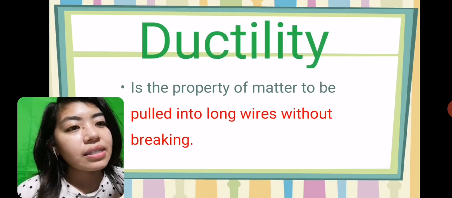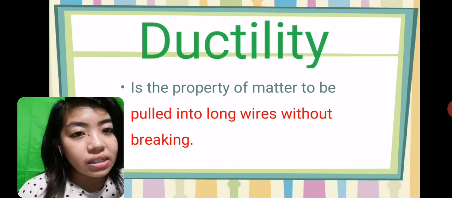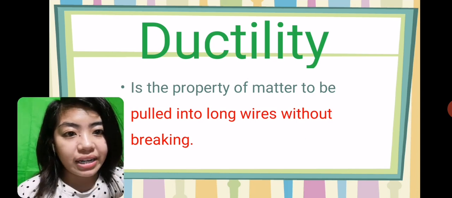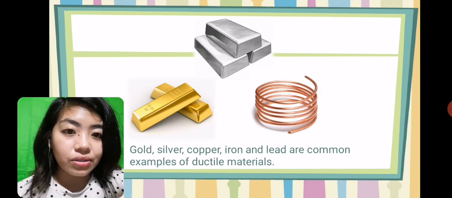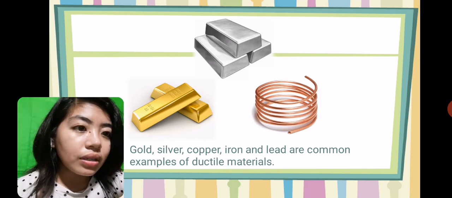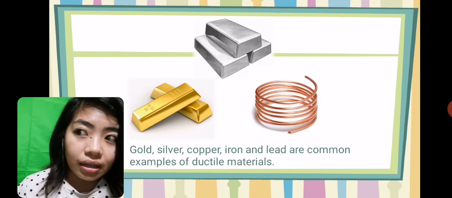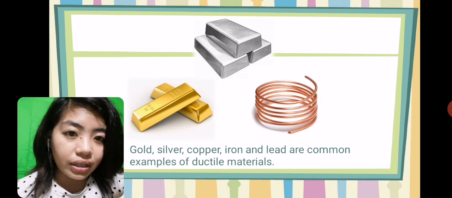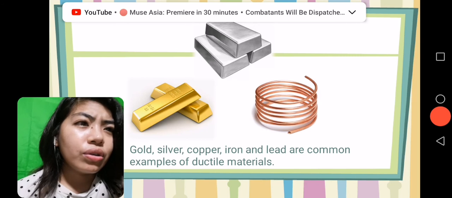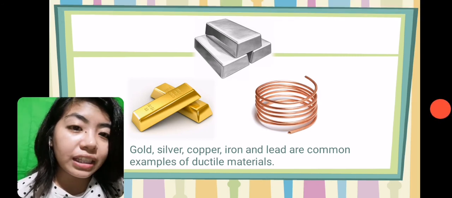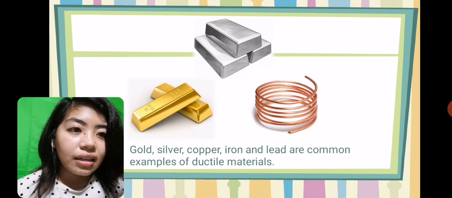So, next is ductility. Property of matter to be pulled into long wires, or ito yung mga ginagamit nating mga wires nang hindi sila nasisira. For example is yung ating tanso na copper, in which most common na ginagamit to sa ating mga kable. Then, we have here silver and gold. Yun nga lang, hindi natin masyadong ginagamit yung silver tsaka yung gold pertaining sa ating mga kable ng kuryente kasi nga you know what will happen.